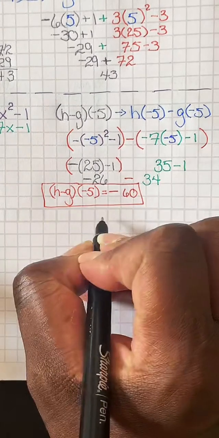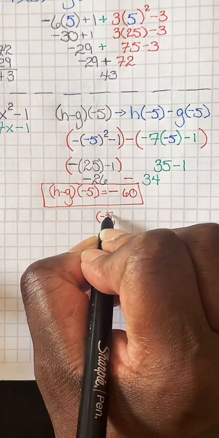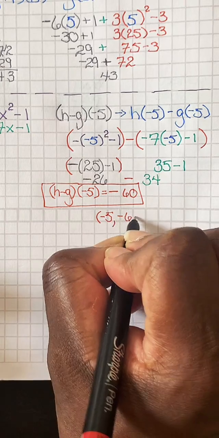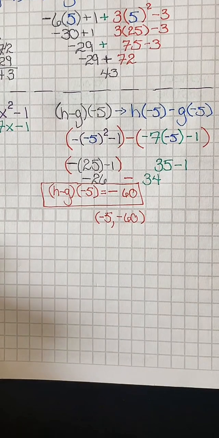Okay? So basically, your x value is -5, and your result is your y value, which is -60. You found an ordered pair.